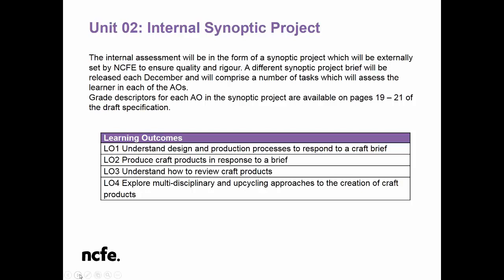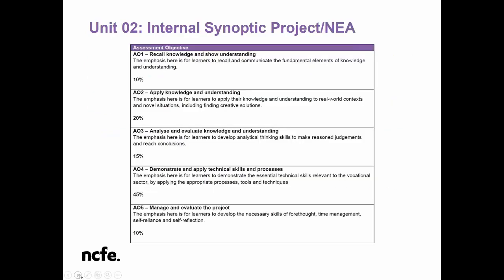So the learning outcomes for Unit 2 are: learning outcome 1, understand design and production processes to respond to a craft brief. Learning outcome 2, produce craft products in response to a brief. Learning outcome 3, understand how to review craft products. And learning outcome 4, explore multi-disciplinary and upcycling approaches to the creation of craft products.